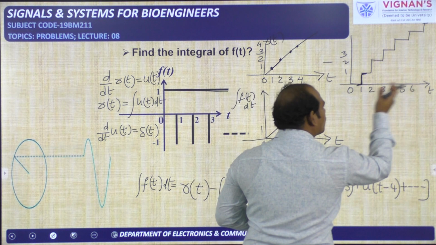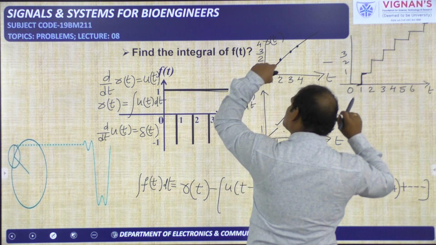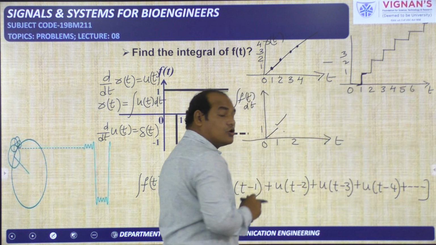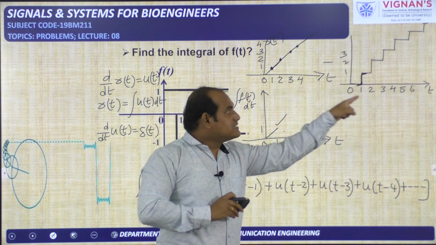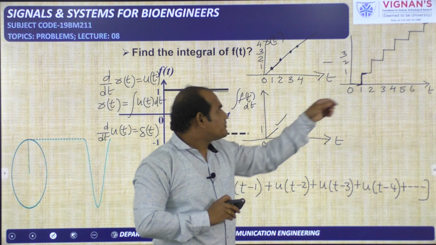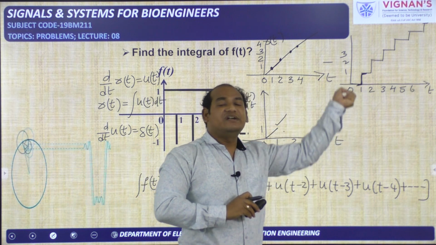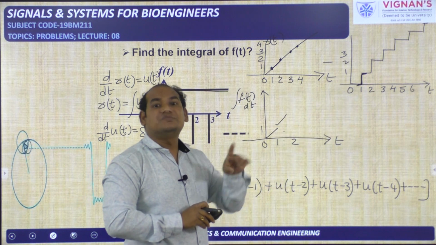So at t is equal to 1, if the amplitude is 1, it is 1 only. So 1 minus 1 will become 0. So at t is equal to 1, if it is 0, the total subtraction will become 1. But at t is equal to 1, if it is 1, the total subtraction will become 0.